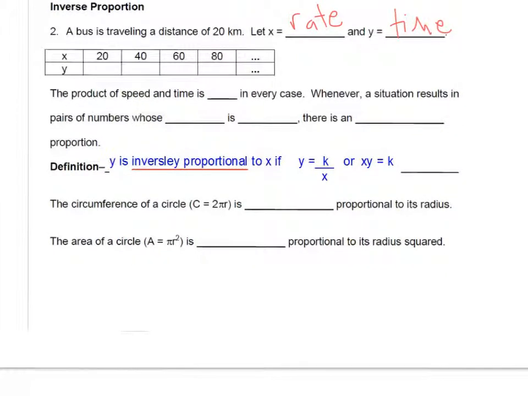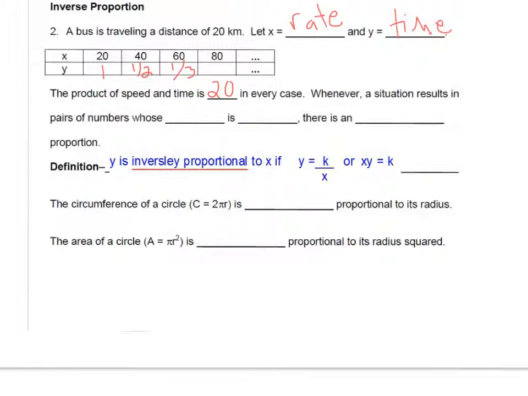So if we are going 20 kilometers per hour, how many hours will it take me is 1. If I'm going 40 kilometers per hour, how long will it take me to go 20? That's just a half an hour. And if I'm going 60, that is going to take me a third of an hour. So the product of speed and time here in every case is 20.